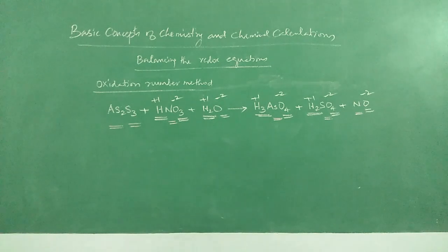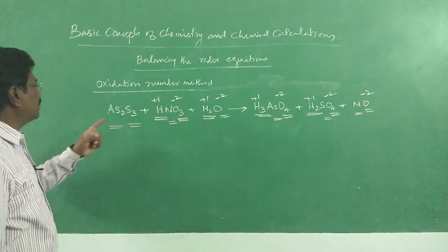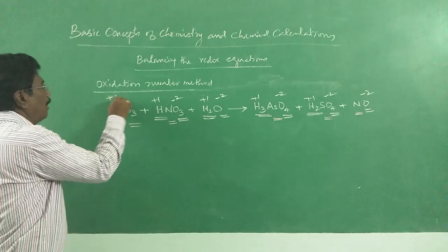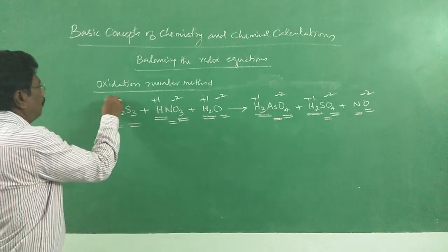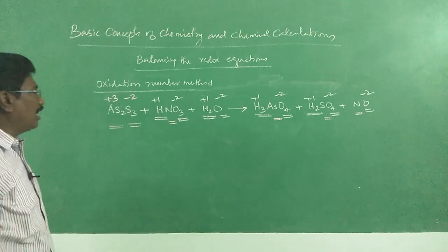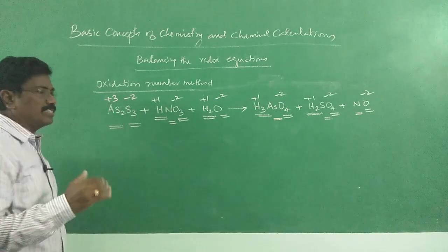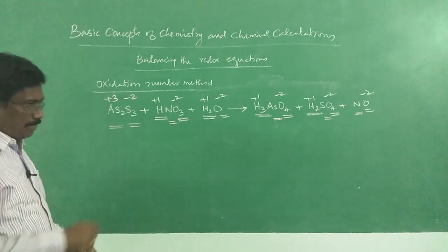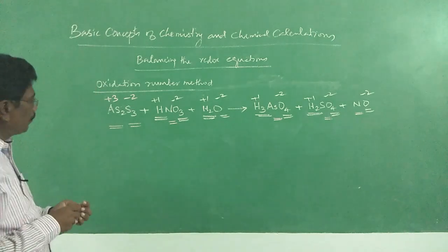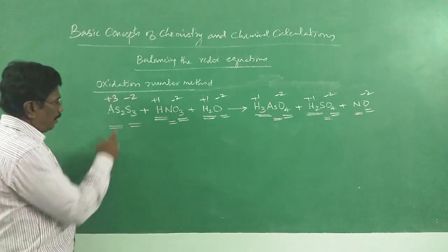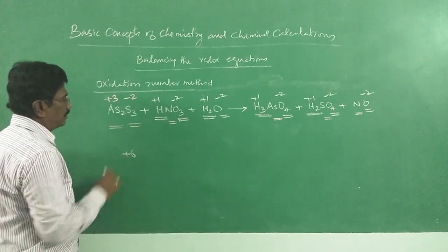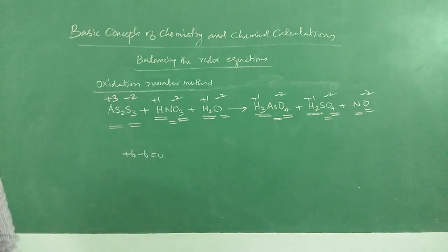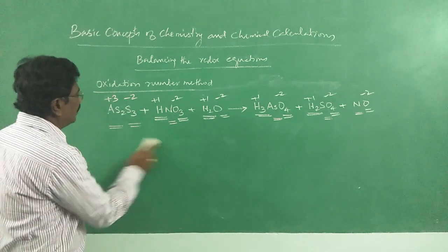How? In arsenious sulfide, the oxidation state of arsenic is +3 and sulfur is -2. How do you arrive at it? Arsenic's usual oxidation states are +3 and +5. For sulfur, -2 mainly because it belongs to the oxygen family. Here 2 into +3 will give +6. 3 into -2 will give -6. Total is equal to 0. Yes, it is +3 and -2. No doubt over that. Oxidation state of arsenic and sulfur we have calculated.